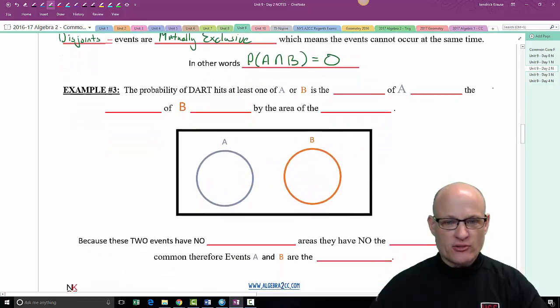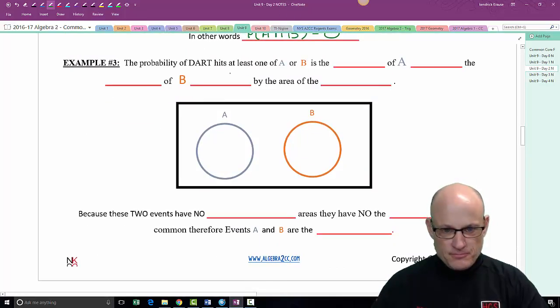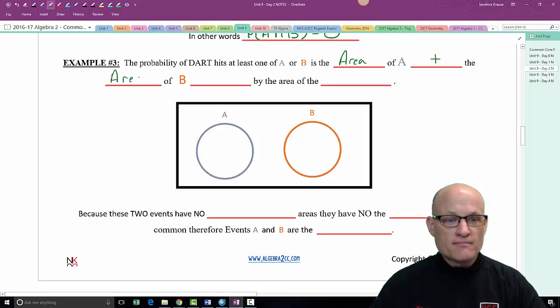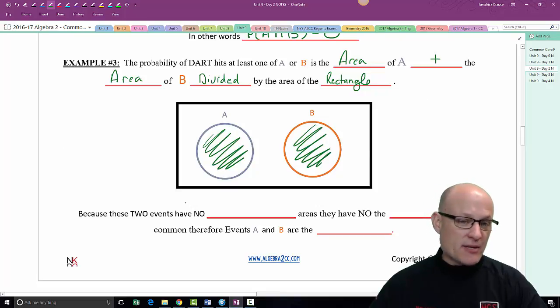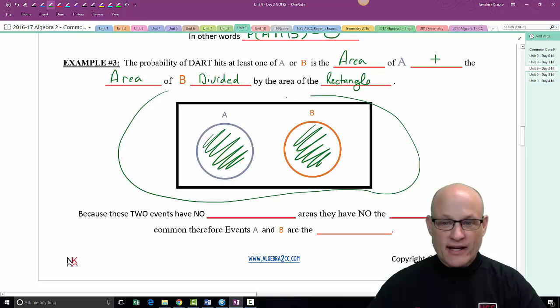So let's take a look at this little diagram I have here. The probability that a dart hits at least one of A or B is the area of A plus the area of B divided by the area of the rectangle. I don't know why I had you fill those in. I think we could have just talked about this. So if I want to know the probability that a dart hits A or B, it's all of this plus all of this divided by the area of this entire rectangle.